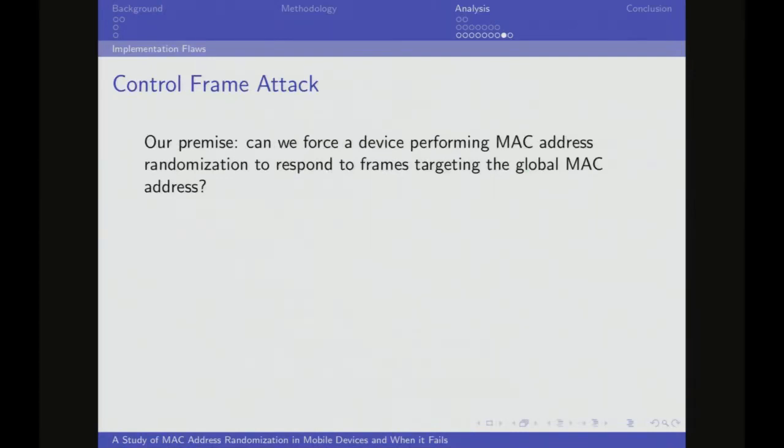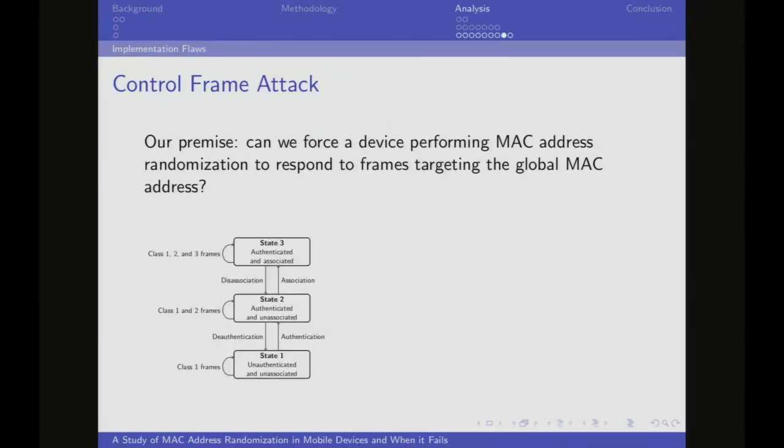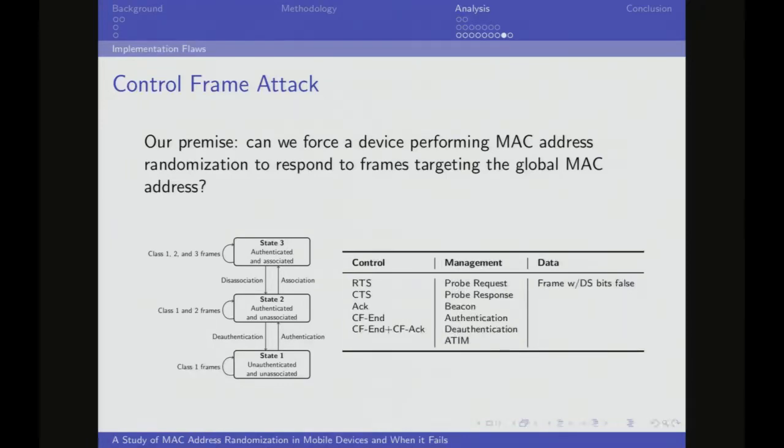Lastly, we have this control frame attack. So our premise here was if we were lucky enough to know a global MAC of somebody we cared about ahead of time, can we elicit a response from a device while in a non-associated state while randomizing? So we looked at the different states the device could be in. We're concerned with state 1, non-associated, non-authenticated. So we want to look at class 1 frames, frames that you can send to a device or a device can send. So we went through these, and the only one that worked out successfully for us was using RTS-CTS.